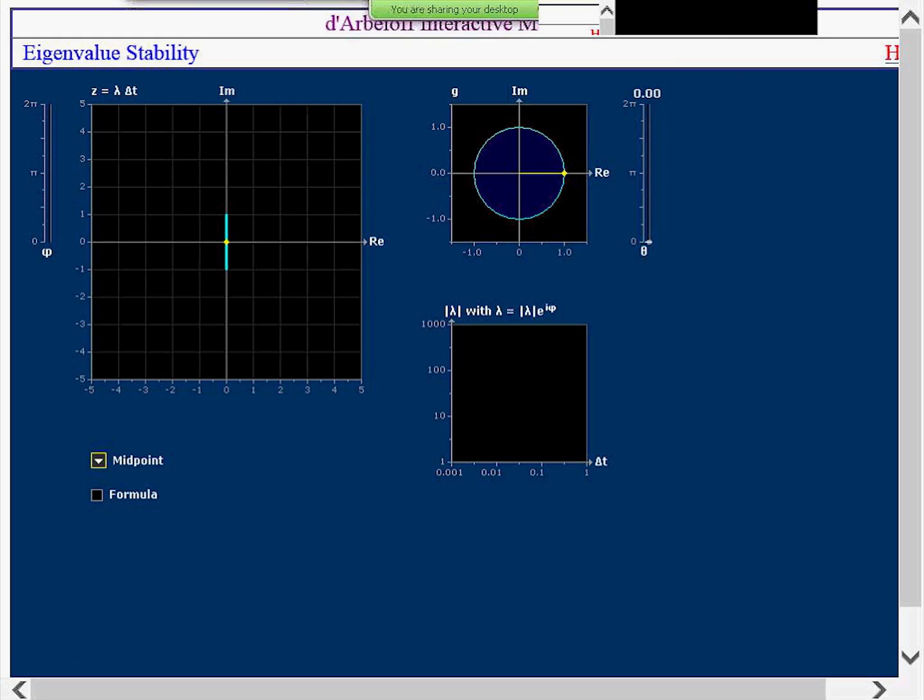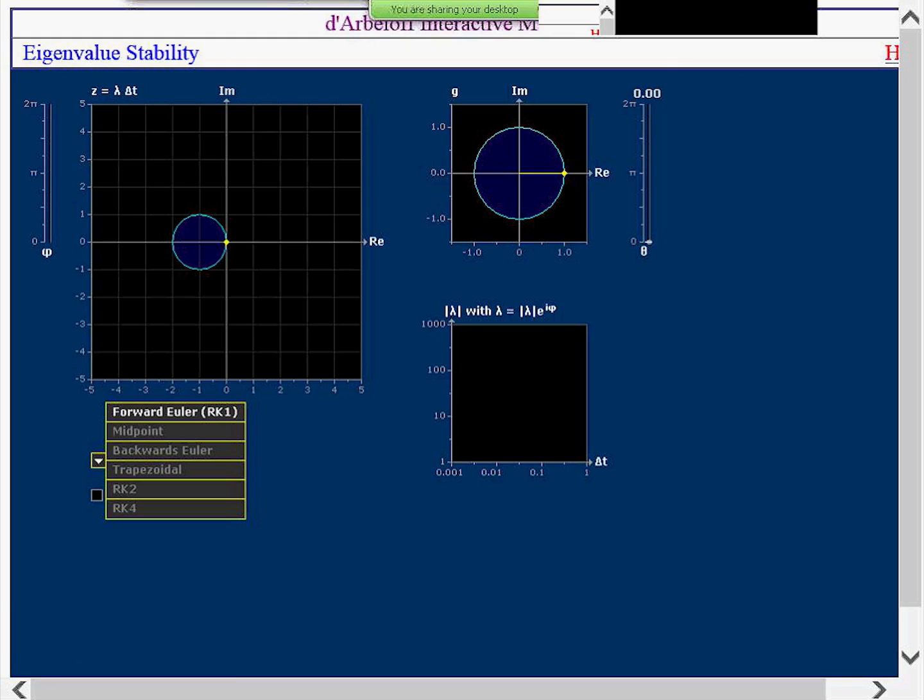If lambda is exactly on the imaginary axis, with a small enough delta t, you can make midpoint work. If it has a negative real part, with a small enough time step, you're going to make lambda times delta t fall into this region. We are not concerned about the case where lambda has a positive real part, because the differential equation itself is unstable and we don't want to solve it anyway. We don't really expect our scheme to be stable. If it's stable, then it is artificially stable, because the real solution is going to be unstable.